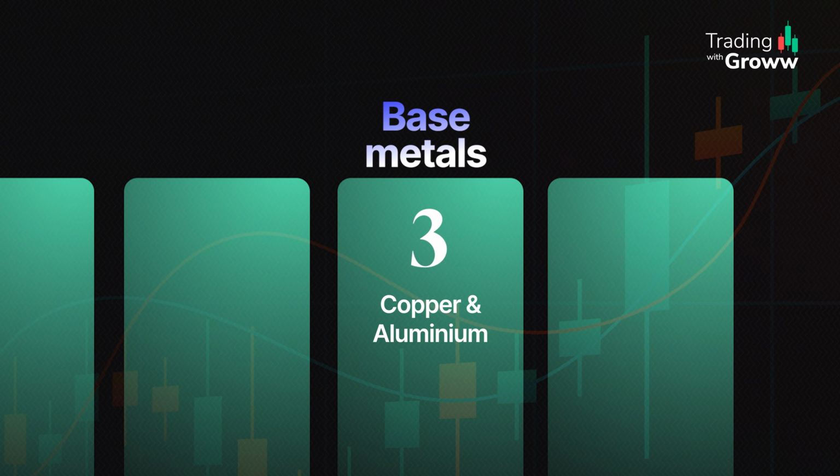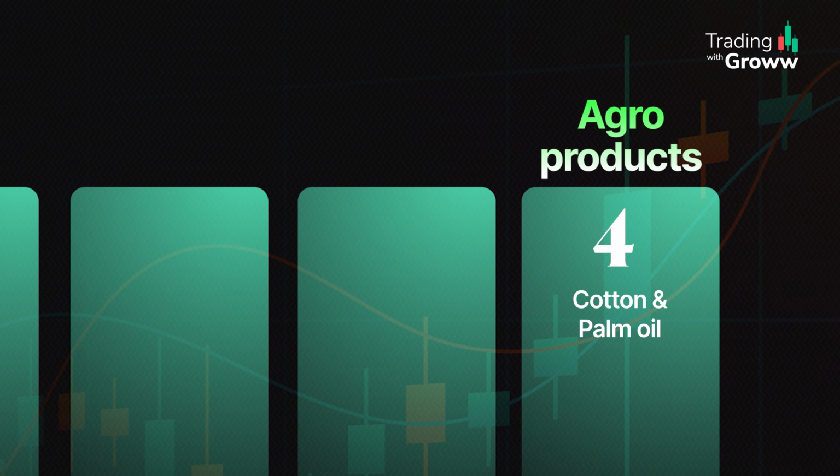Third, base metals like copper and aluminium. This is a global growth trade. It tells you how healthy the global economy is. If it's rising, factories are buying and the economy is building. Fourth, agro products like cotton and palm oil. This is a weather trade. One bad monsoon, one drought report, and that creates a trading opportunity.